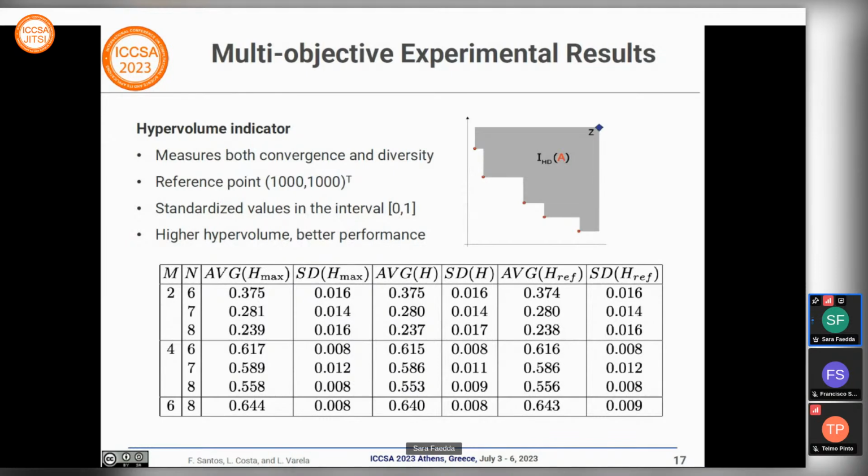When we compare this column here, which are the results for the best hypervolume, so the hypervolume of the best approximation to the Pareto front, when we compare with this reference hypervolume, we can observe that these values are superior to these ones. So this highlights the importance and the advantage of using the multi-objective approach.